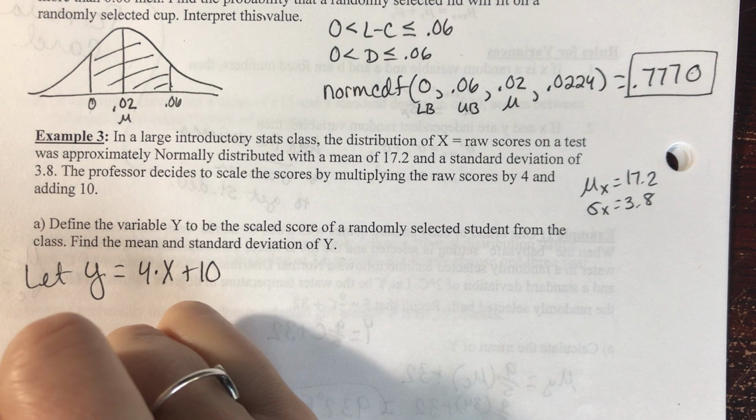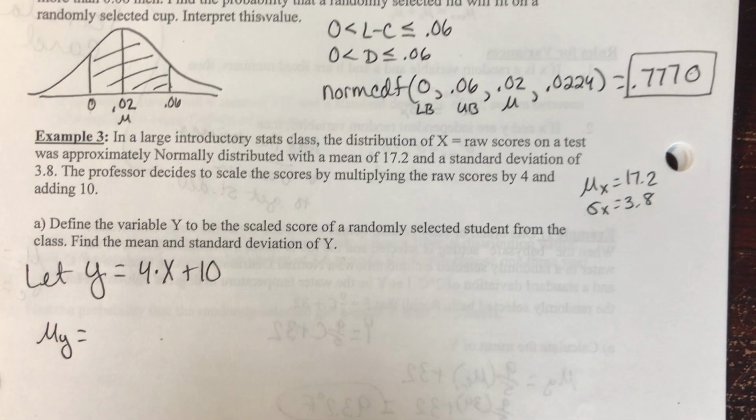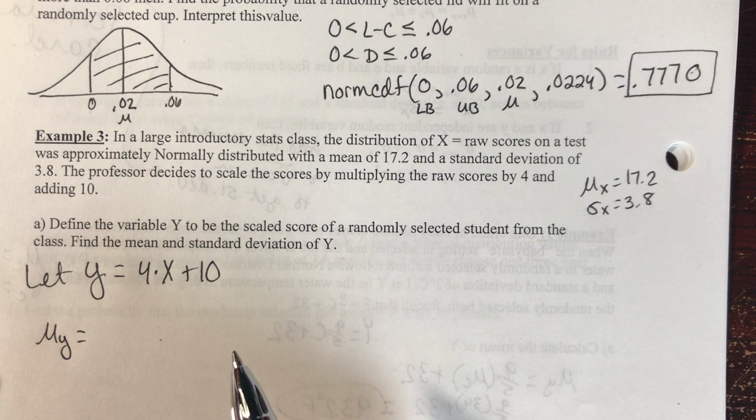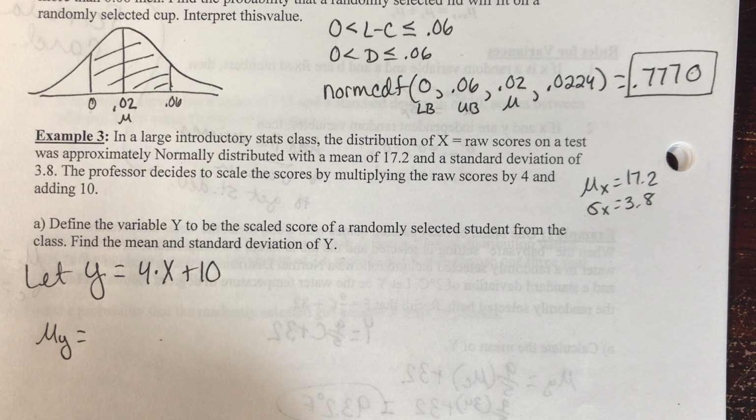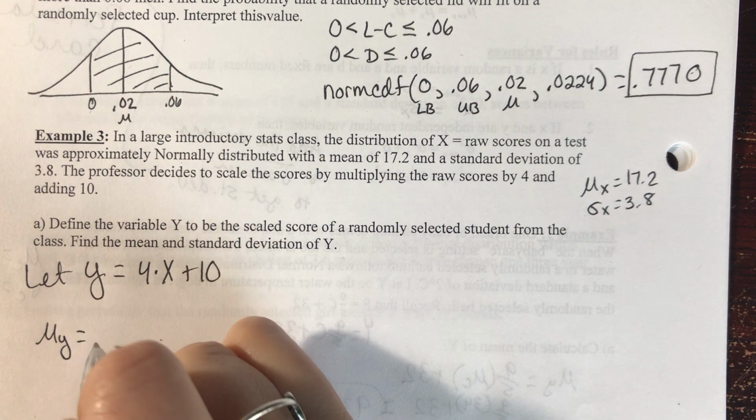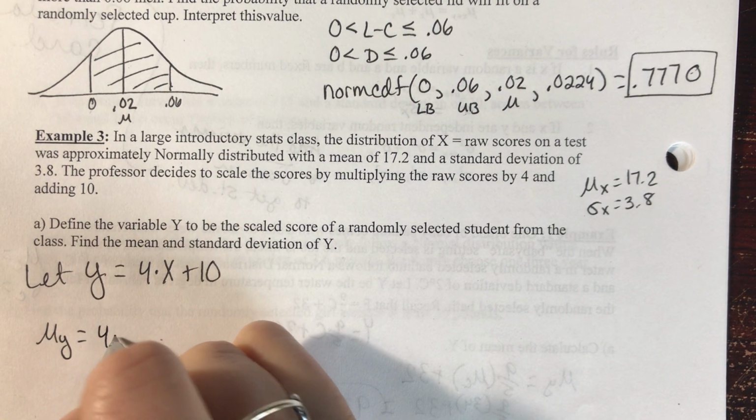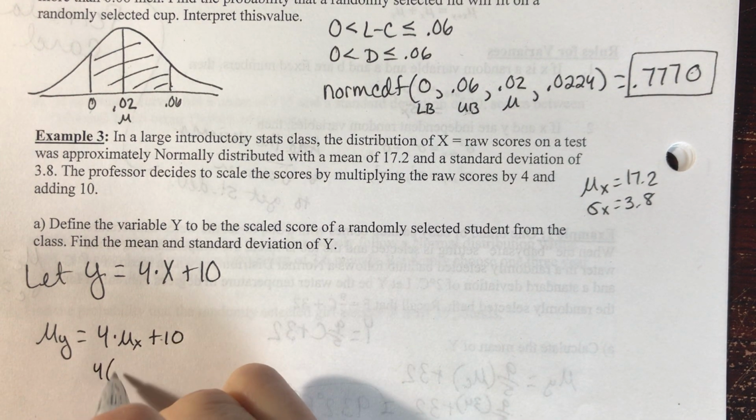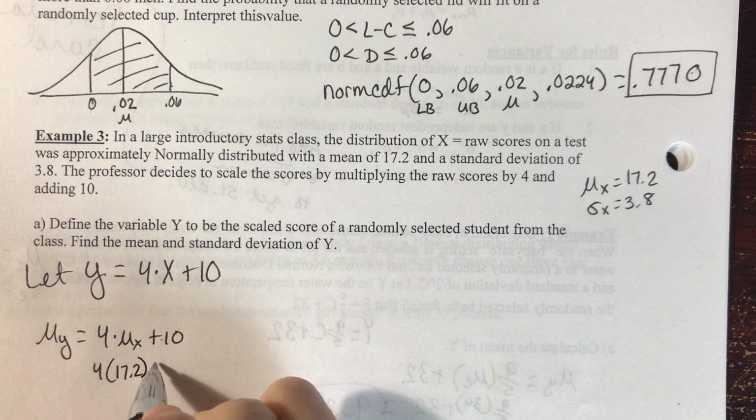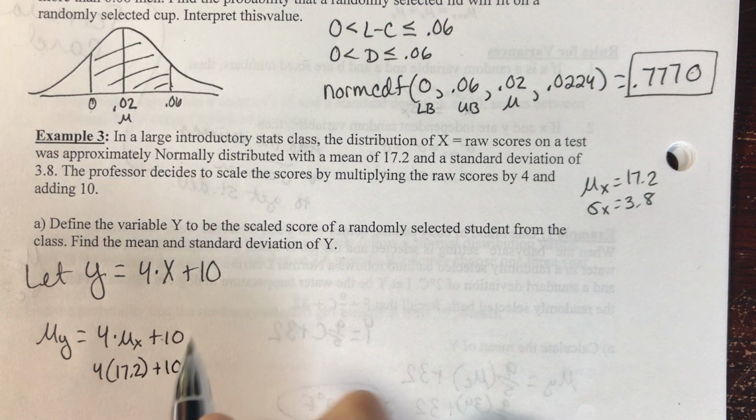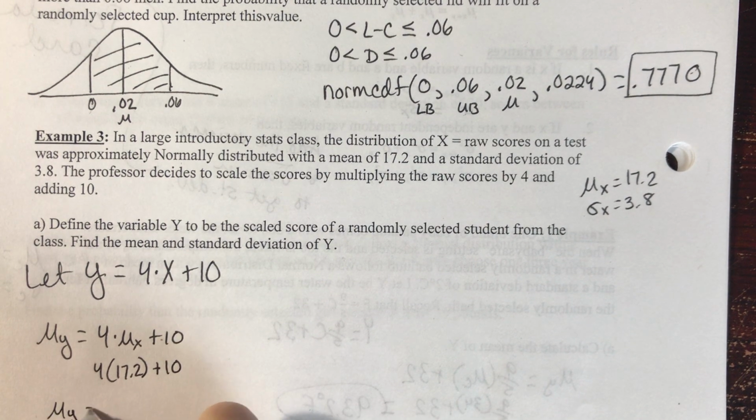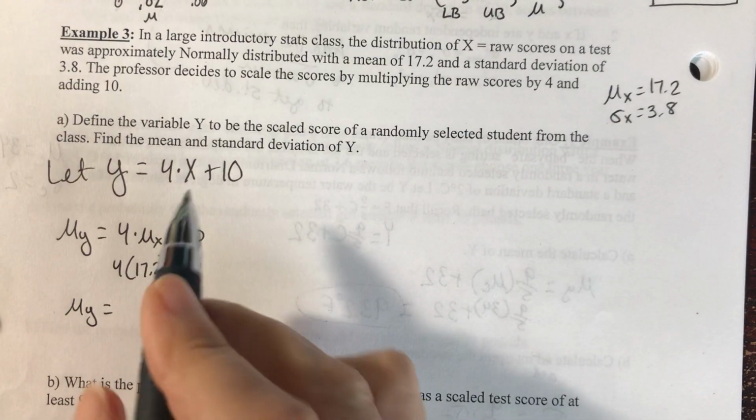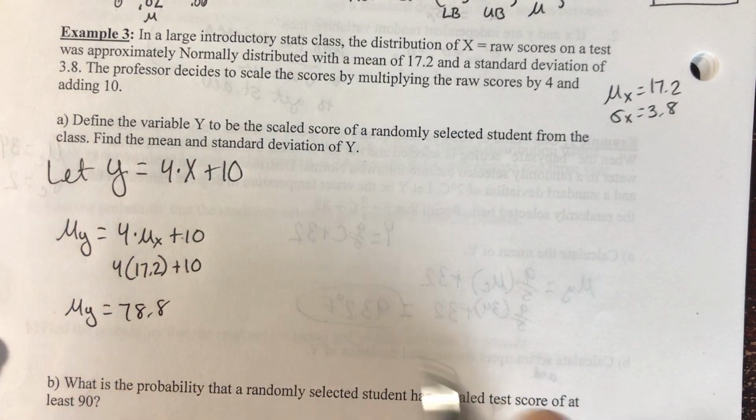Now we want to find the mean of y. This is like that a plus bx format that I showed you on the previous page. So your mean of y is just going to be 4 times the mean of x plus 10. You can just plug your mean in. So 4 times 17.2 plus 10 should give us the mean of y. The mean of the scaled score is 78.8.